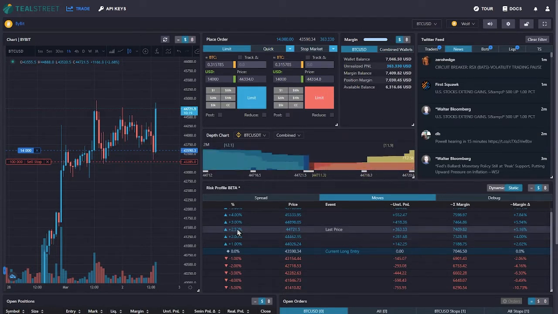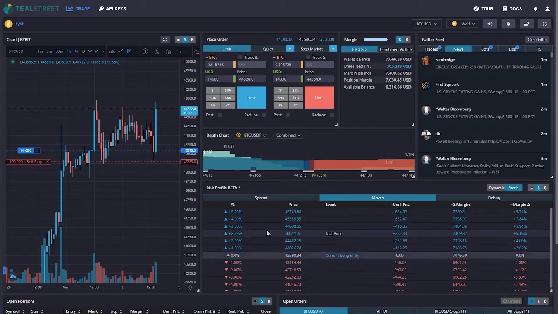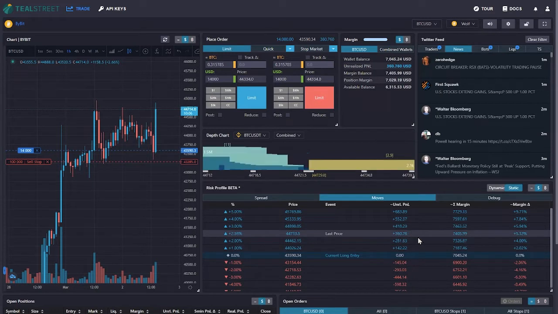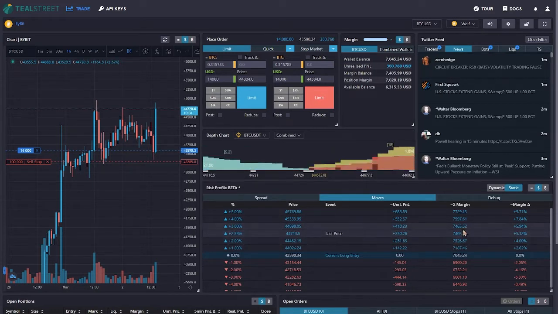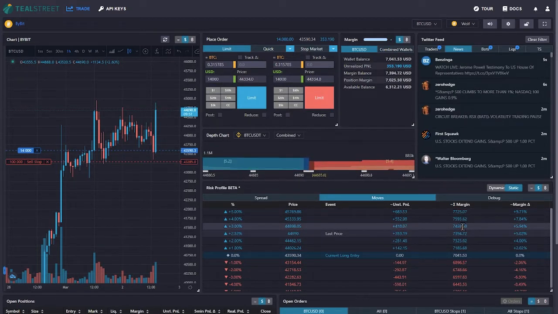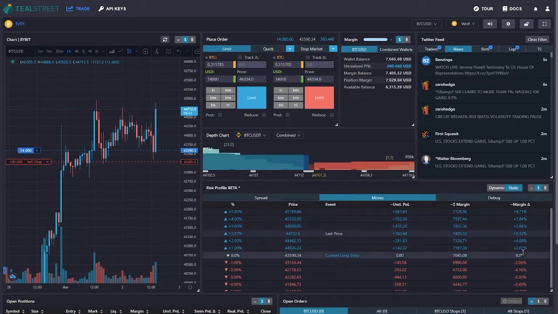And let's quickly just go through the headers. The percent is the percent move. The price is the price at this percent. Event is what happens at this percent. Unrealized P&L is your P&L you have not taken at this point. Margin total, sigma means total, is the total balance you would have at this point. And the percent change is the percent change from the beginning.